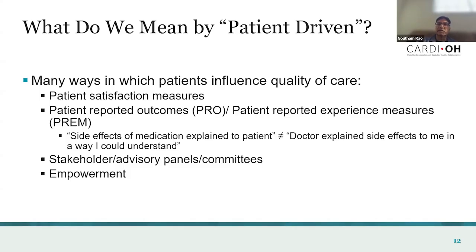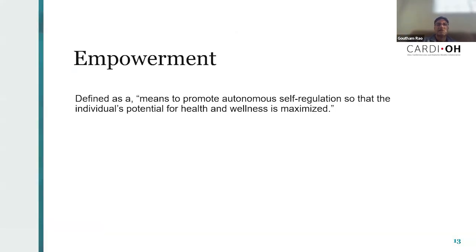And we'll start with the concept of empowerment, which I know I've spoken about over the last several years here in the ECHO series. Next slide. So empowerment, the official definition, which I find very difficult to understand sometimes, comes from the psychology literature. It is defined as a means to promote autonomous self-regulation so that the individual's potential for health and wellness is maximized. So first of all, they're trying to maximize their health and wellness, but they're doing it autonomously and in various ways.